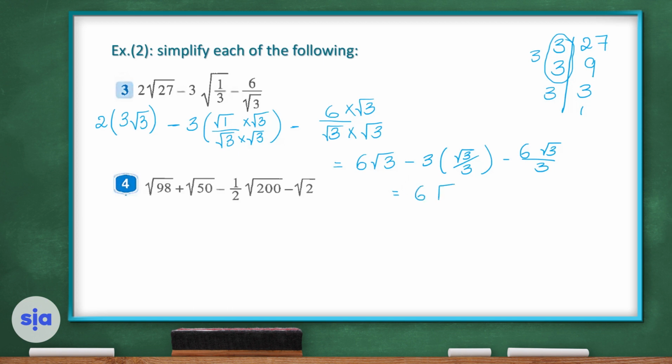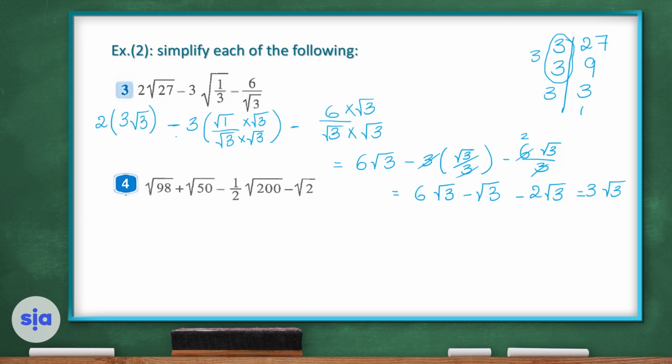So it's 6 root 3 minus, these two 3's are crossed out together, minus root 3 minus 6 divided by 3, it's 2. So it's 2 root 3. 6 minus 1 is 5, minus 2 is 3. So the final answer is 3 square root of 3.